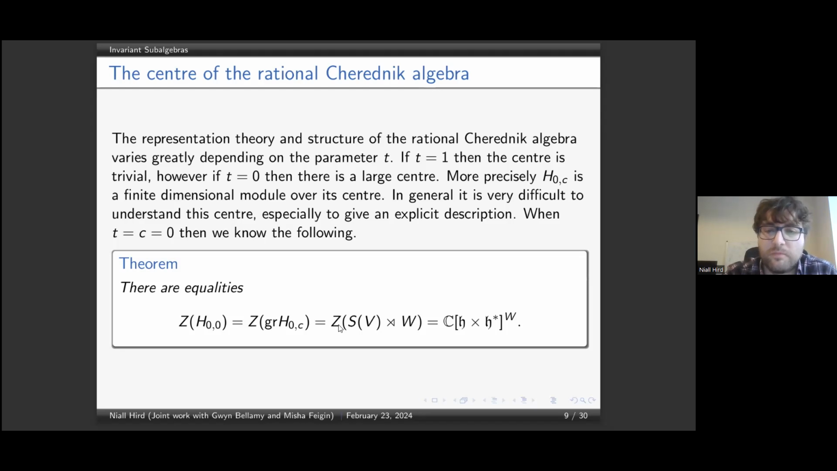Like we know it's this, this is just applications of the PBW theorem, the first 3 equalities, and the last one is really the new one here. So we know that the center is actually just the W invariants of the functions on our vector space V, which is good. It is pretty good. But even then, if you want to write down an element of the center, like explicitly what an element is, it's still very difficult to do. Just knowing that doesn't make things too much easier. But it is good.